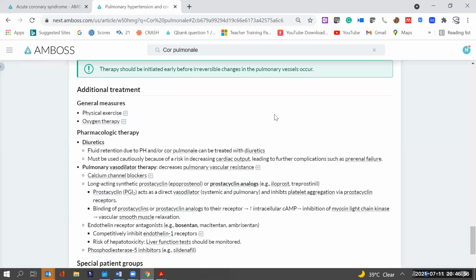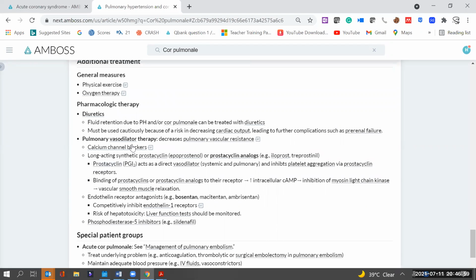We have to increase the cardiac function. We have to give pulmonary vasodilator therapy, which decreases pulmonary vascular resistance, because whenever there is decreased resistance, there will be less pressure. So here the aim is to reduce the pulmonary arterial pressure. For that, we can reduce the pulmonary vascular resistance by giving a vasodilator. So we can give a vasodilator like a calcium channel blocker here.